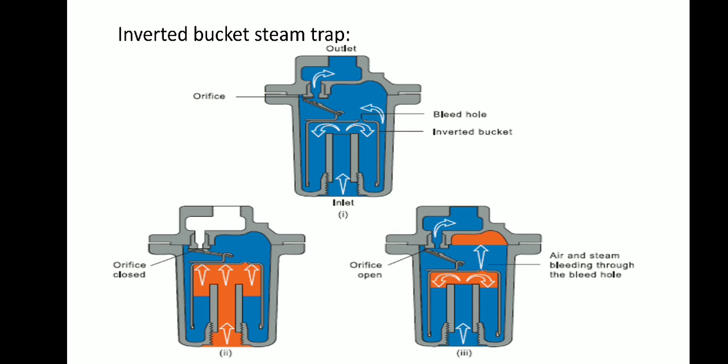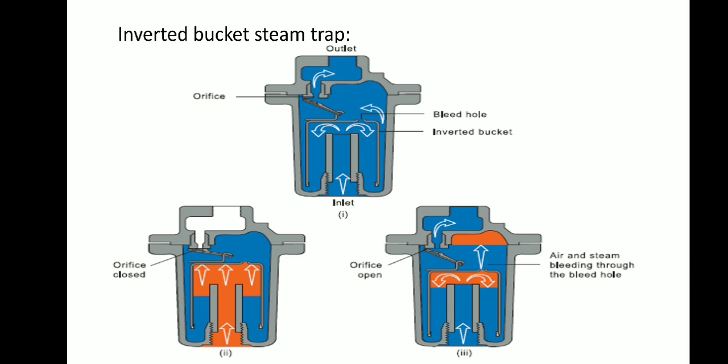In the third diagram, the trap remains shut until the steam in the bucket has condensed or bubbled through the vent hole to the top of the trap body. It will then sink, pulling the main valve off its seat. Accumulated condensate is released and the cycle is repeated.